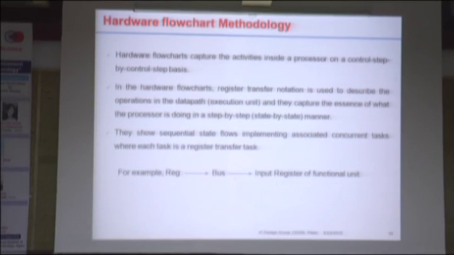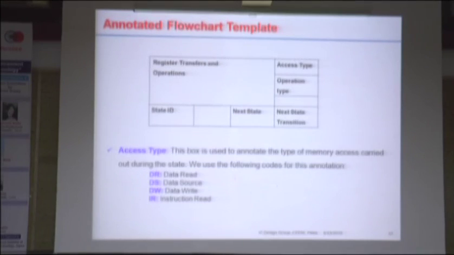So this is not going to be detailed. This is how a flowchart looks. Here you define your register transfers, operations or tasks. Then you define the access type, whether you are reading from the memory or writing to the memory. So you can define data read, DR, DS, or IR, whether you are fetching the next instruction from the program memory.